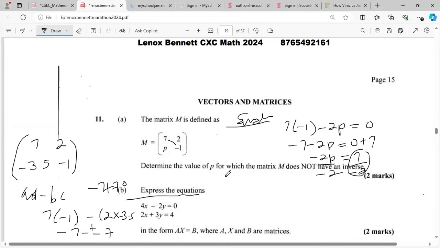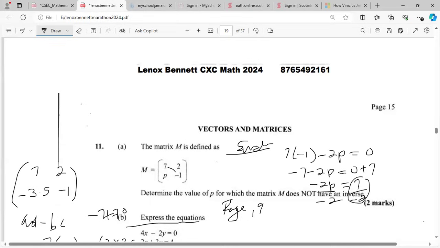So we're at page 19. Guys, I went through it already, you know, for those who weren't here. You guys probably already have the video though.